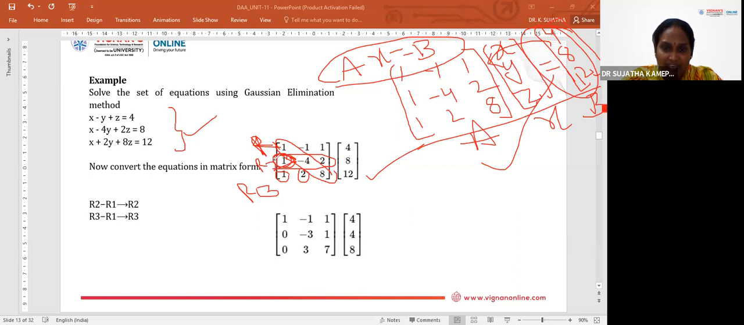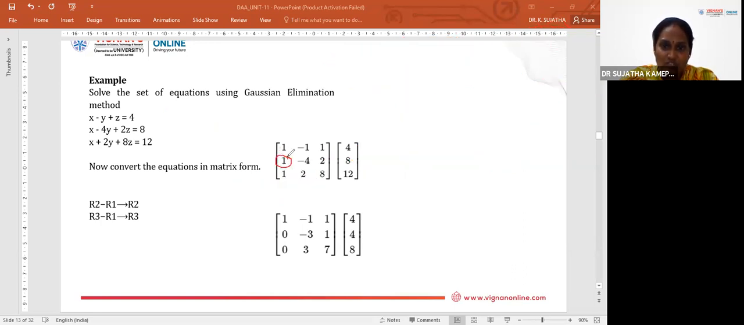I can make the element present in row 2 zero by using the elements present in row 1. I can make the elements present in row 3 zeros by using the elements of either row 2 or row 1. So this element I need to make 0, and for making it 0, I need to use the elements of row 1.